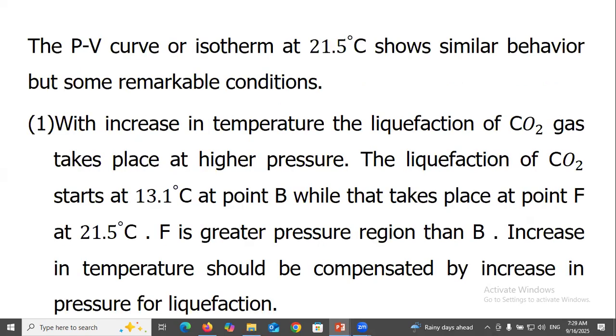With increase in temperature, liquefaction of carbon dioxide gas takes place at higher pressure. The liquefaction of carbon dioxide starts at 13.1 degrees Celsius at point B.